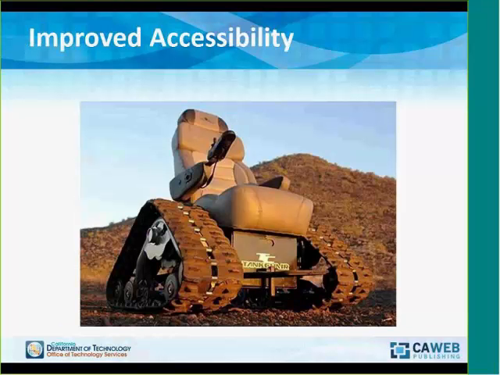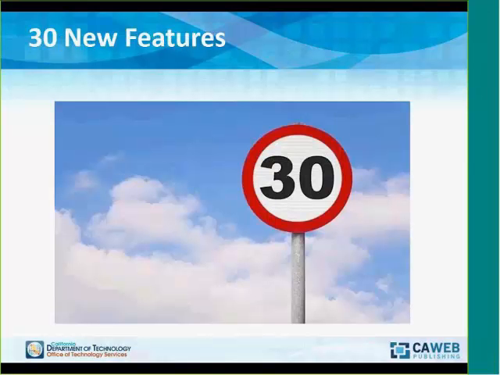It took the time to improve accessibility, which is a hot topic for government agencies. It added 30 new features that webmasters like yourselves have been asking for. You told Department of Technology, hey, we need these kinds of features. And Department of Technology listened and they included a lot of those features.